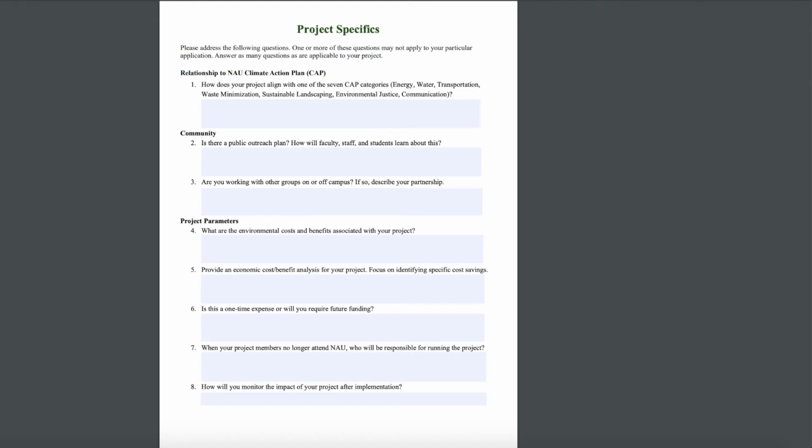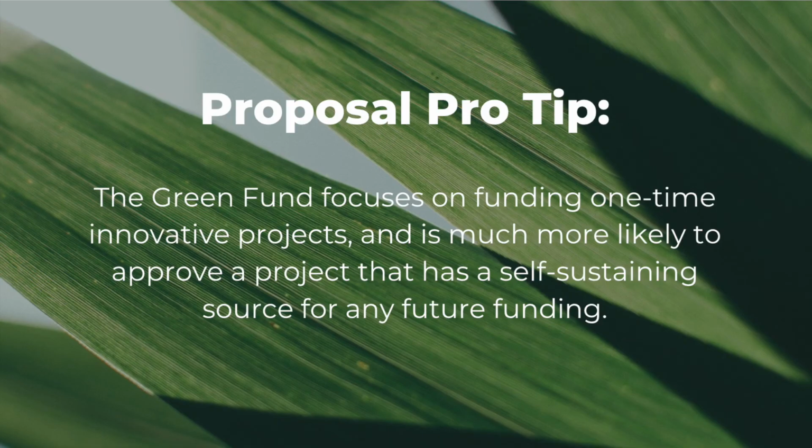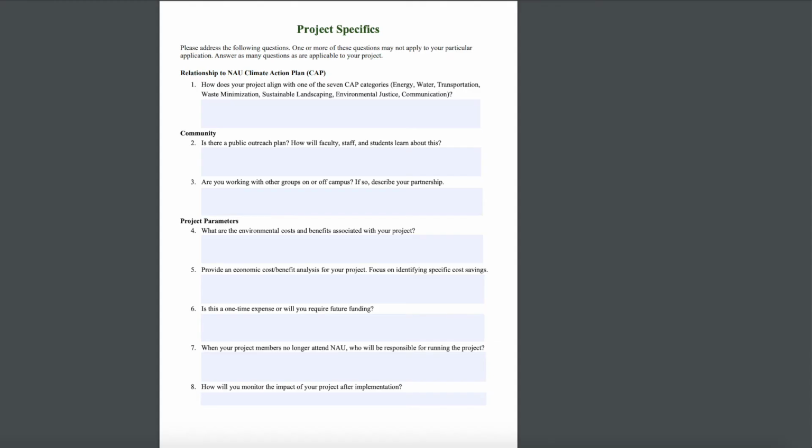Question 5. Briefly consider the financial costs and benefits. What sort of upfront costs are there? How could this save the university money in the long run? Then, in question 6, we ask if this project only requires a one-time expense, or if it will be ongoing in future years. As a follow-up to this, we ask that you note who will be in charge of future maintenance of the project when you and your team no longer attend NAU. Finally, since collecting and analyzing data from projects is a key goal of the Green Fund, please outline how the environmental and economic benefits of this project can be measured after implementation and into the future.